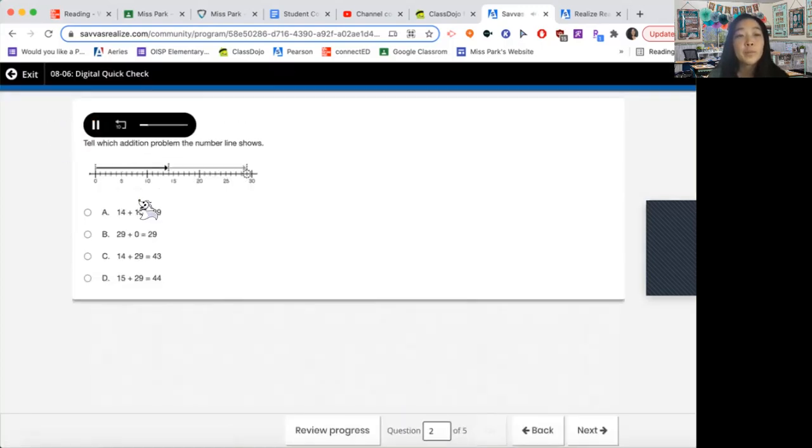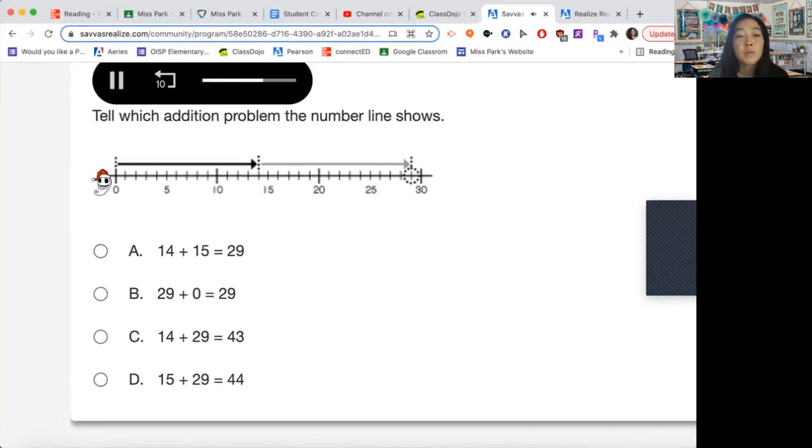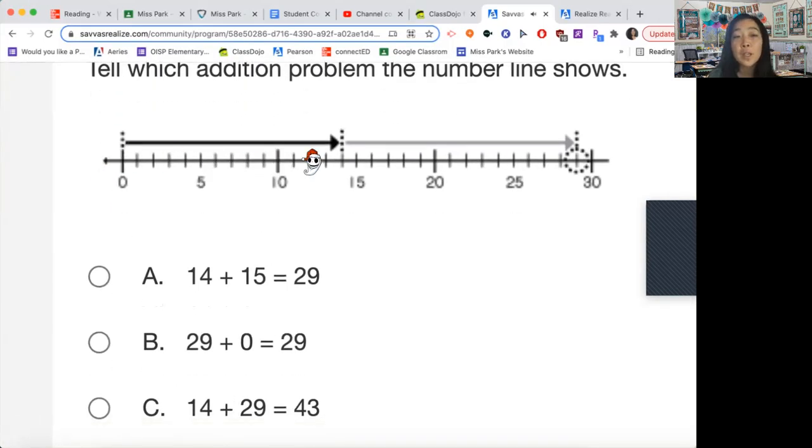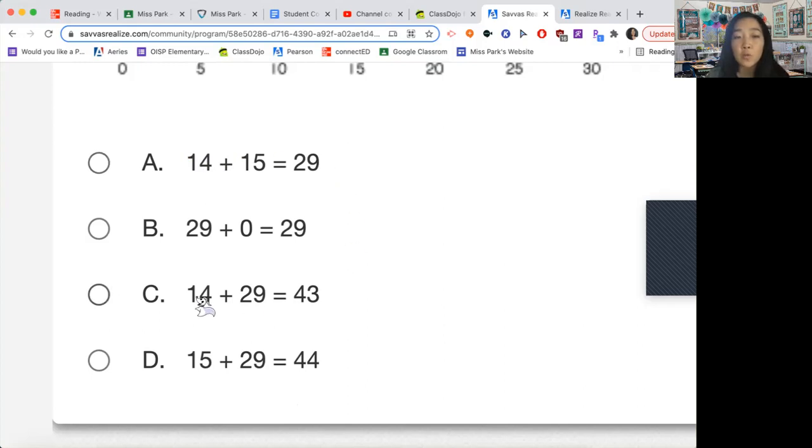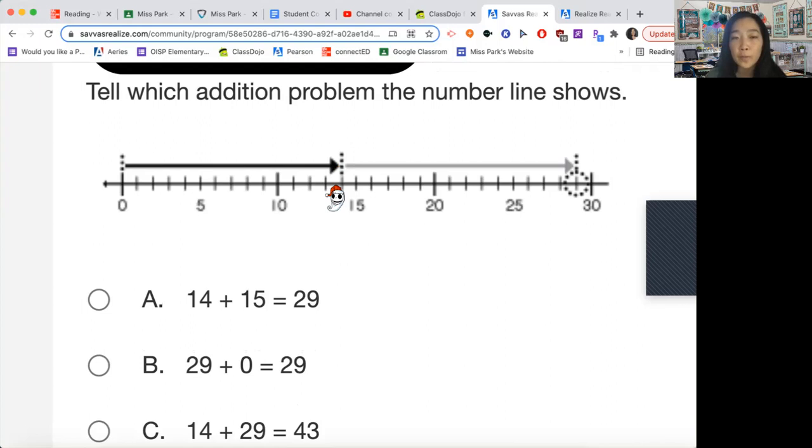Number 2. Tell which addition problem the number line shows. So our first number, when we start at 0 and go all the way to the first dark arrow, is going to be the number before 15. So we have 10, 11, 12, 13, 14. So which of these have the number 14 at the beginning? It's A and C. So we start off with the number 14.